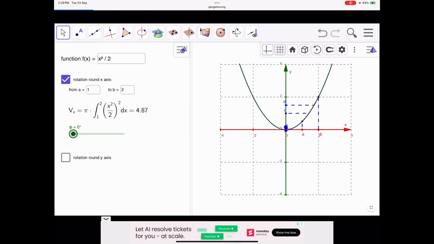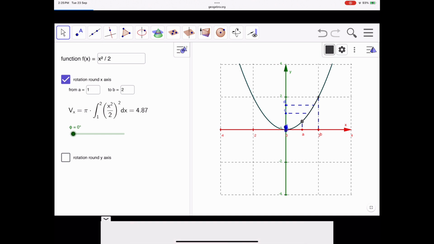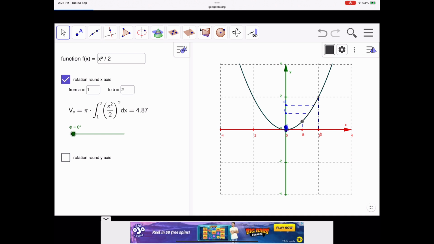So now we'll have a look at a bit of a demo for volumes of revolution. And as you can see on the screen, we have a curve x squared over 2. And we're looking at the bounds between x equals 1, x equals 2, and also the curve. And we want to just rotate that around the x-axis.